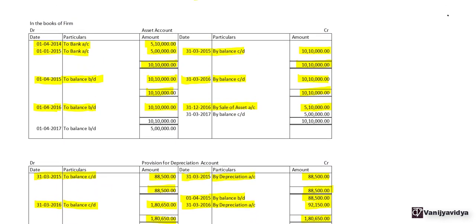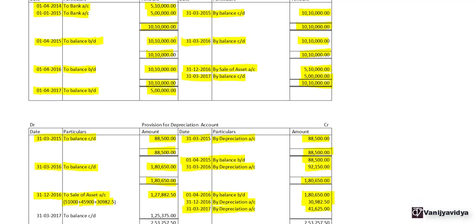Asset account 10,10,000 was the total. Now 31st March 2017, by balance carried down 5 lakh. 1st April 2017, to balance brought down 5 lakh. Now this 5 lakh is the cost of asset 2. Since asset 1 is sold, now the balance in the asset account is asset 2. So the cost of asset 2 is reflected in the asset account.